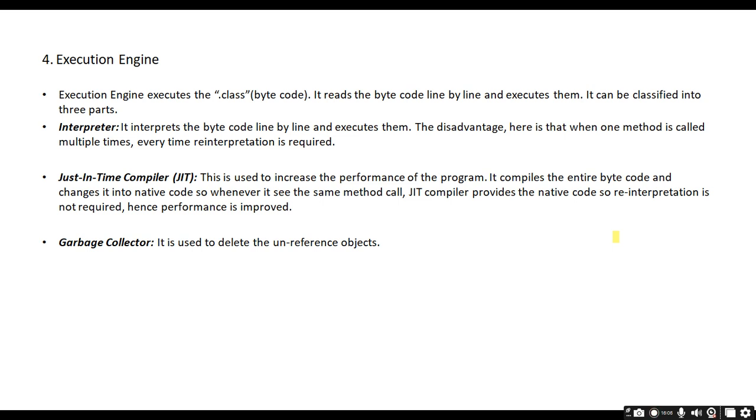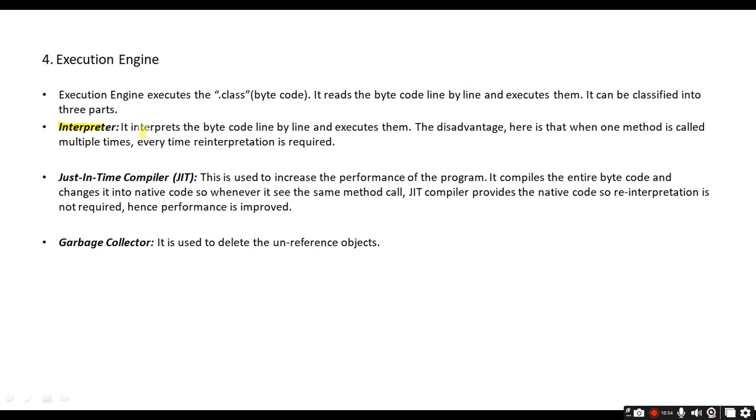It can be classified into three parts: the interpreter, the just-in-time compiler, and the garbage collector. I hope you remember that in the previous videos I have already covered what the just-in-time compiler is, but we'll see the internal working of it over here as well. First is the interpreter. What does the interpreter do, and why is it needed?